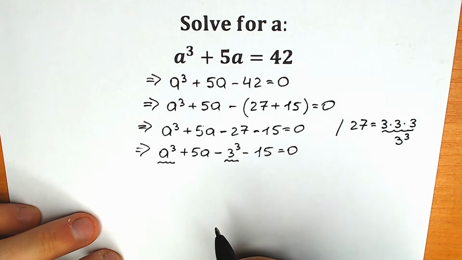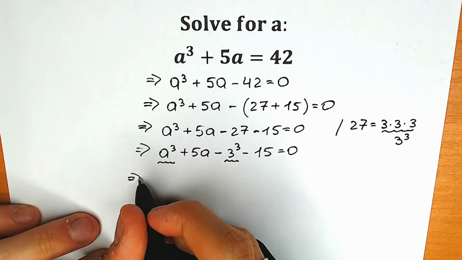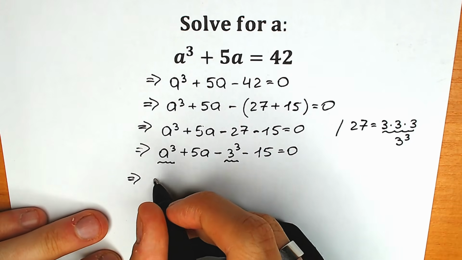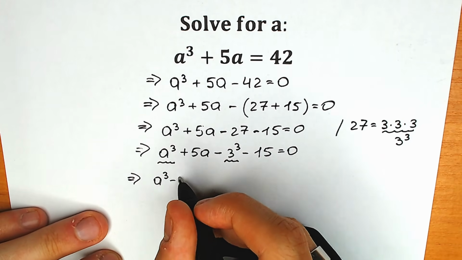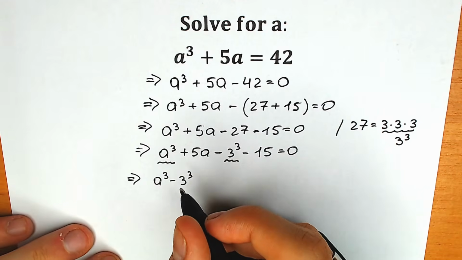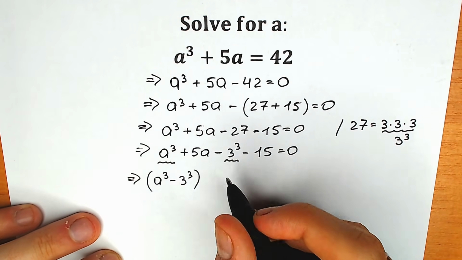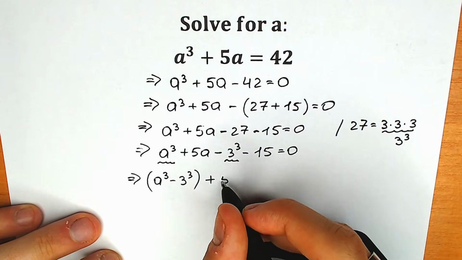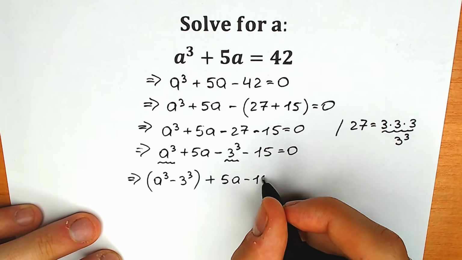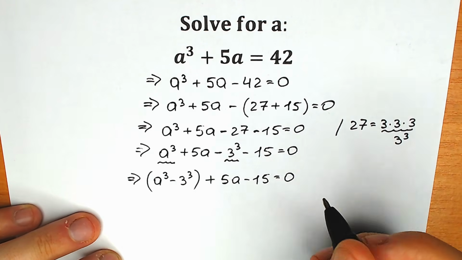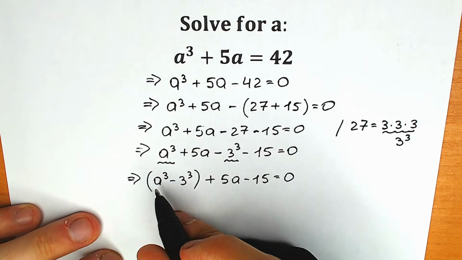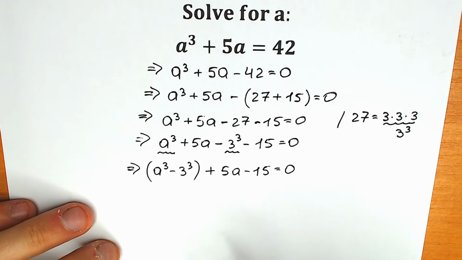Right now, let's group this a cubed with this 3 cubed. As a result, what do we have? We have a cube minus 3 cube, this is our first parenthesis, and then we have plus 5a minus 15, equal to 0. Right now, if you look closely, we have a cube minus b cube. So this is our difference of 2 cubes.